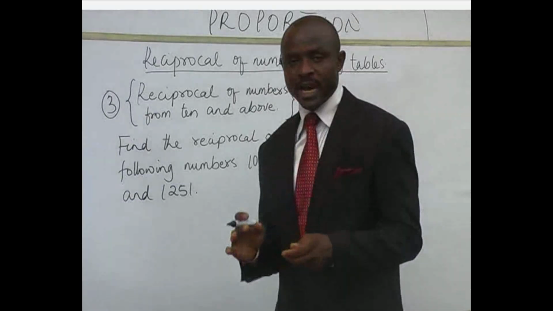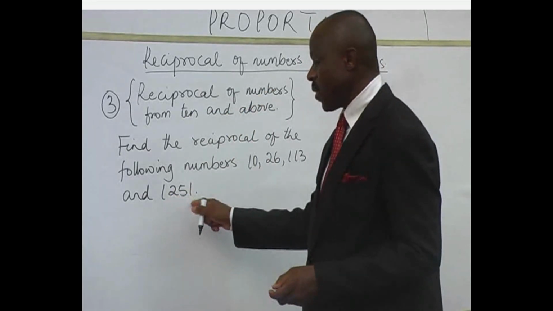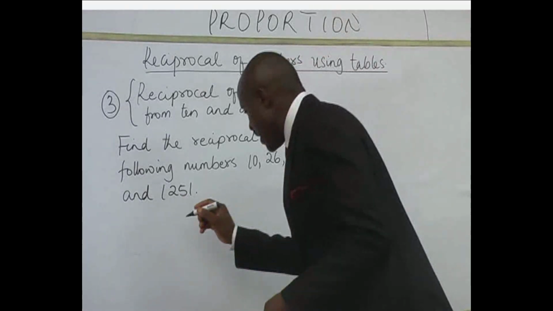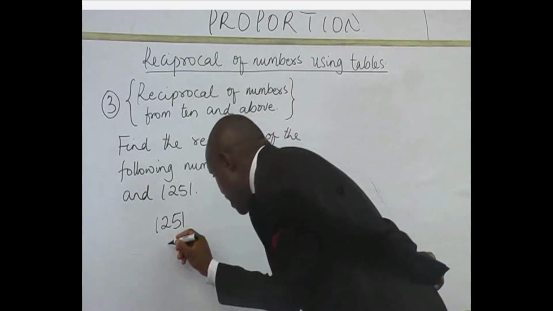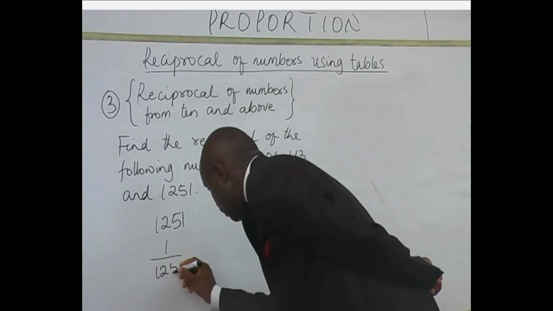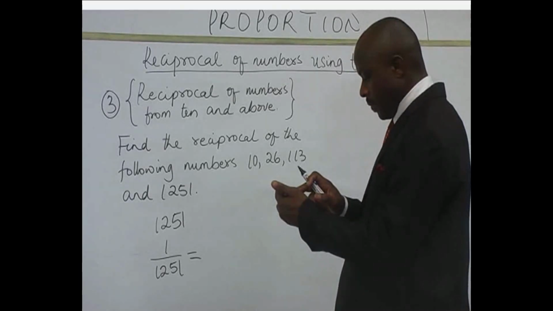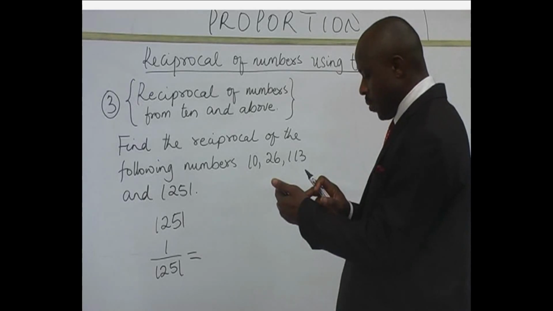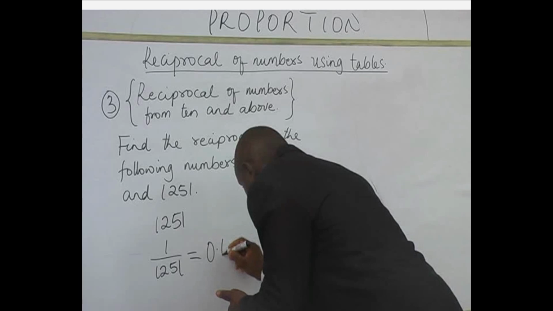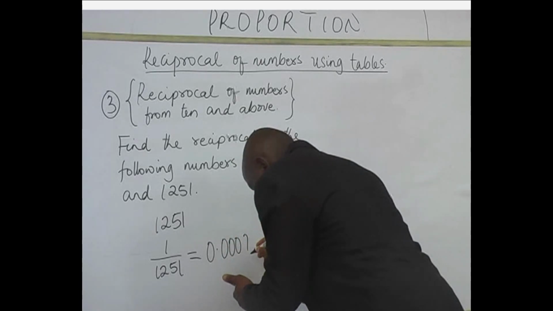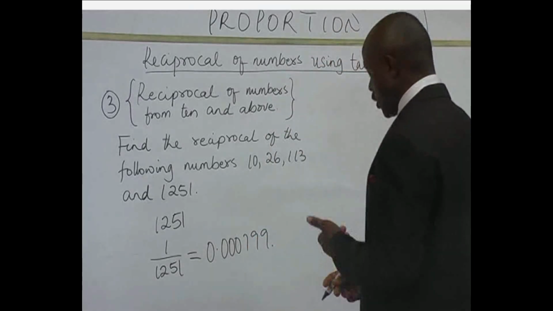The last question we have to close the chapter of reciprocal of numbers from 10 and above is 1251, finding its reciprocal. Read down the number. 1251. Its reciprocal means using that number to divide 1. And if you consult the calculator, let's see what the calculator will give us. 1 divided by 1251. The value is giving us 0.000799. That is the value we have gotten from the calculator.